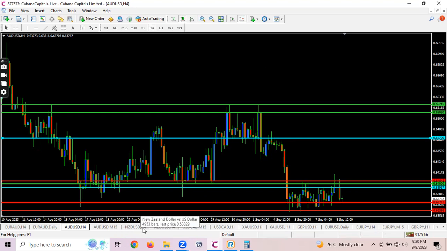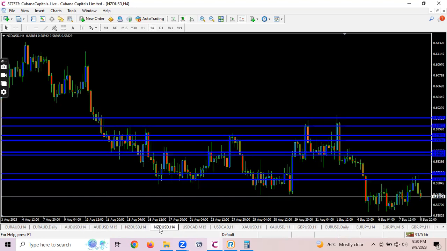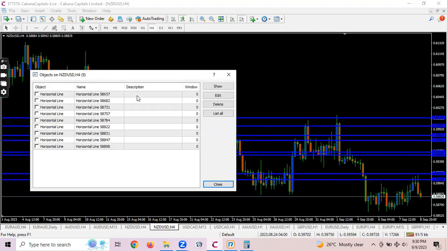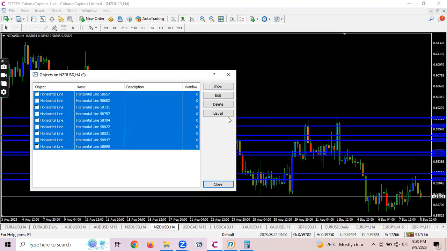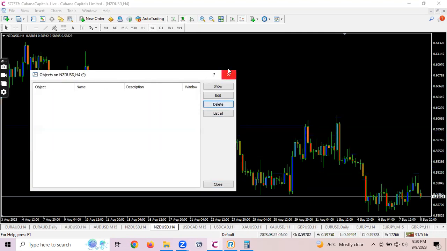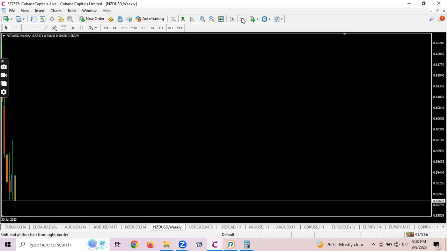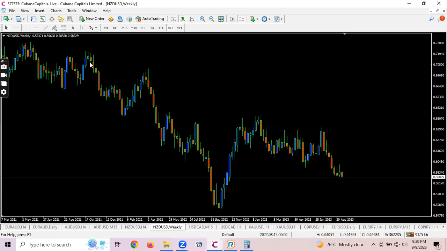The next pair will be New Zealand USD. You know, New Zealand USD is positively correlated with Australian dollar USD, and you can see that the formation on New Zealand USD is similar to what we have on Australian dollar USD. Breakouts also on. So you can apply the same analysis on New Zealand USD, right?